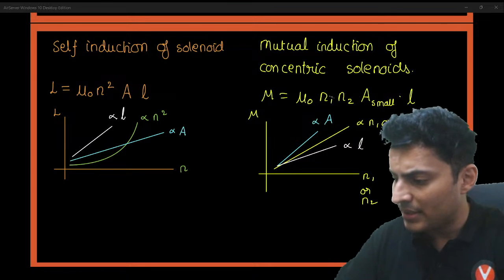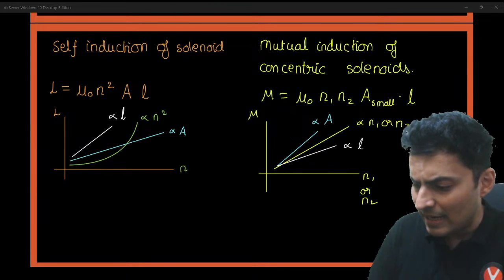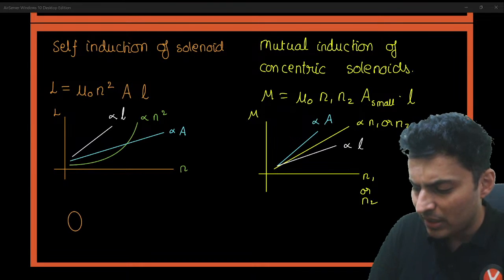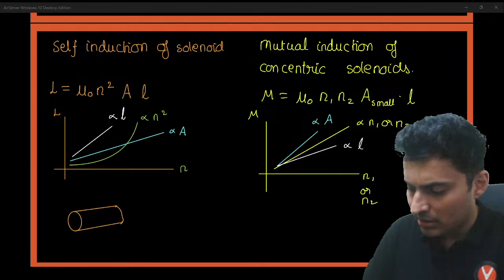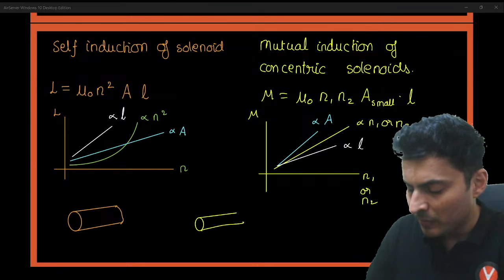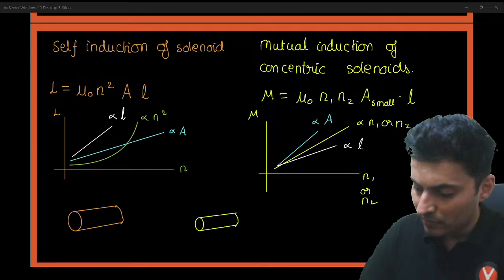Diagram of these inductors. For self-inductance, you just take one simple solenoid. That's it. For mutual inductance, it is basically two solenoids, one inside the other. That's all.